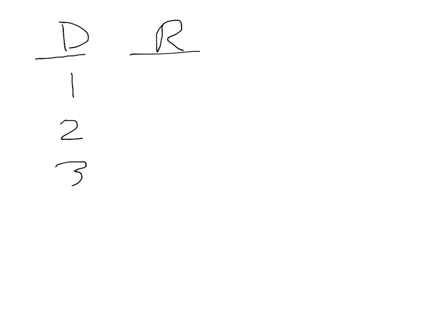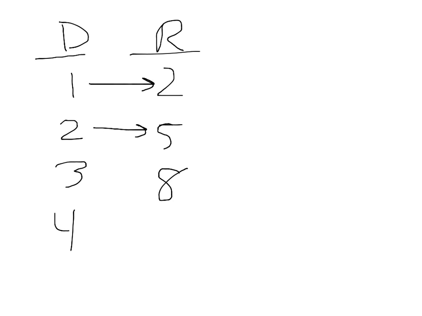One, 2, 3, 4, 2, 5, 8. So when you look at this, is this a function? Well, in this case, this actually is a function. Even though 2 and 3 both go to 5, that's okay. Later on, you'll learn what kind of function this is.